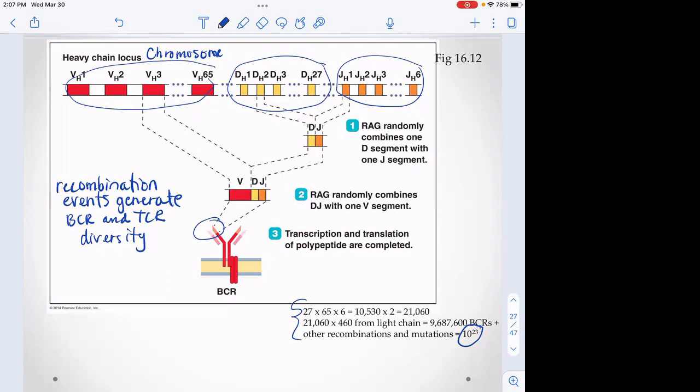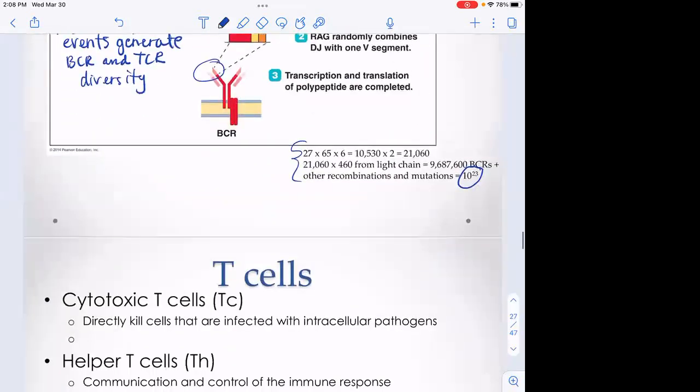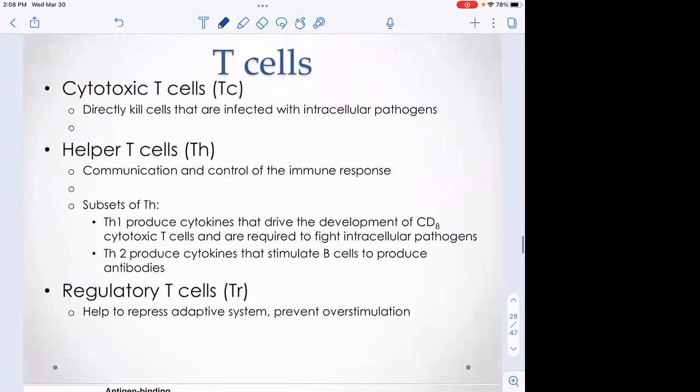All right. Good question. RAG, that's the name of the enzyme. It's a RAG protein that goes along and picks out the variation of each one. So good question. All right, so let's move on to T cells. We'll circle back to B cell activation.